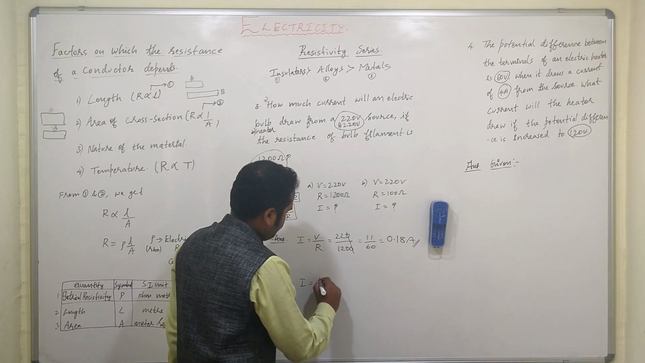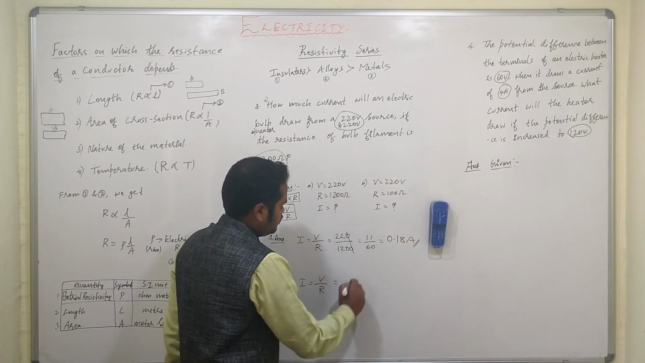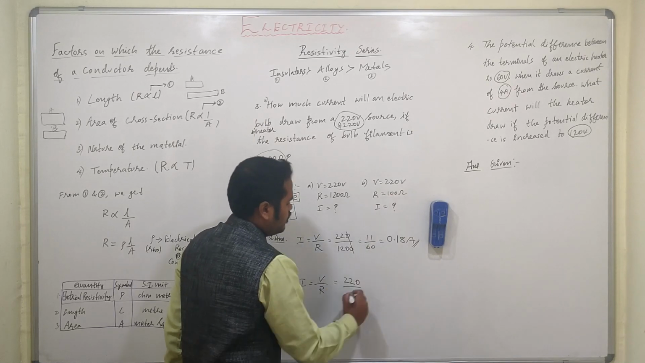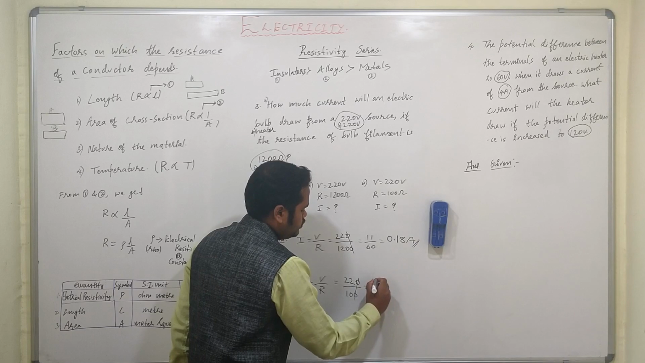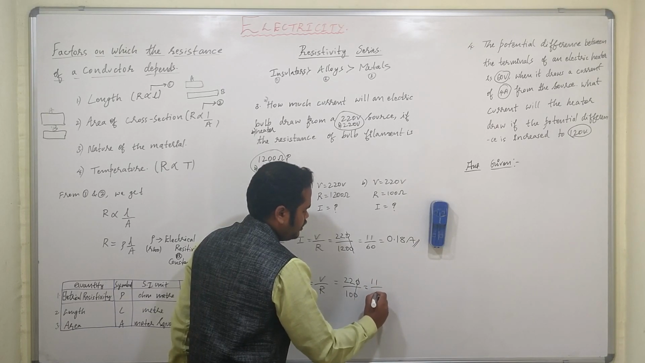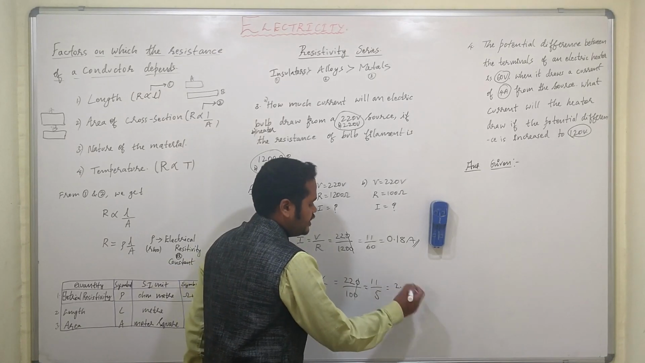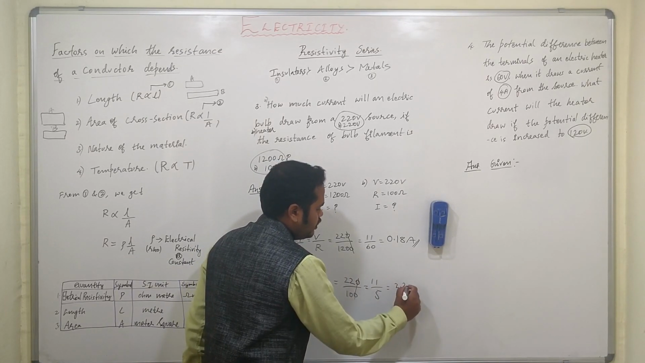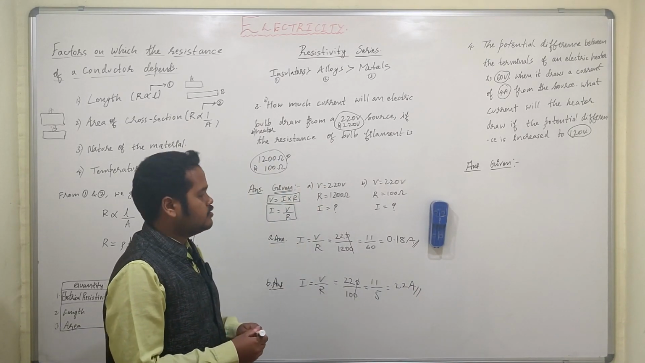I is equal to V by R. 220 remains the same voltage, but the resistance is 100 ohm. Cancel. 2 1s are 2, 2 5s are 10. Point again: 10 1 0, 5 2s are 10. SI unit of current is ampere. 2.2 A. This completes our problem.